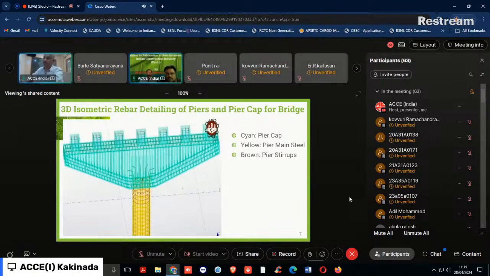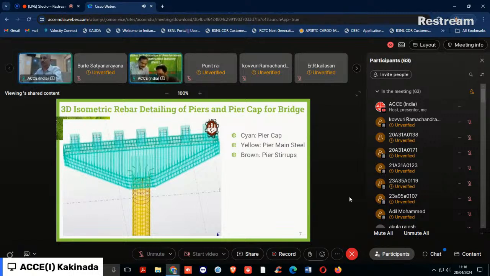The cyan color indicates the pier cap, the yellow is the pier column main steel, and the brown is the stirrups. This is a typical way of showing the bearing detailing, and these are the spiral loops used for taking the bearing stresses below the pedestals.